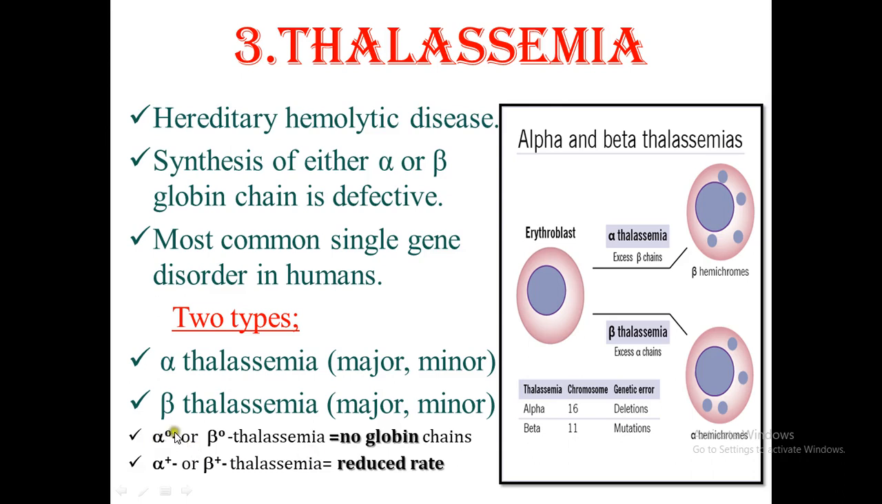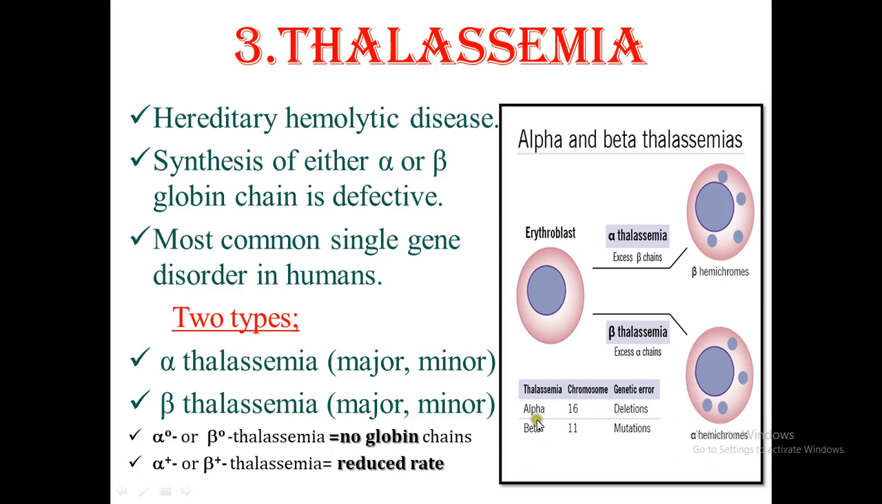We also have alpha 0 or beta 0 thalassemia, which means no globin chains are synthesized, or alpha plus or beta plus thalassemia, meaning reduced rate of synthesis of alpha chains or beta chains. So here we can see in alpha thalassemia an excessive amount of beta chains are formed, and in beta thalassemia an excessive amount of alpha chains are formed.